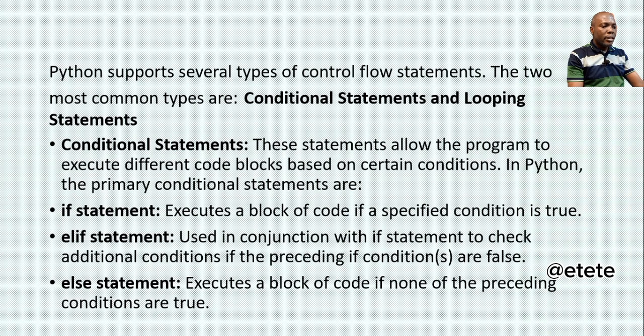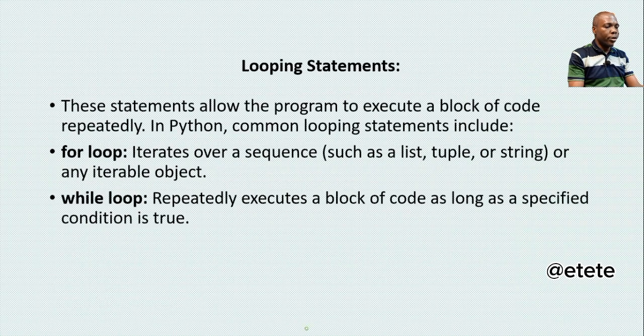Conditional statements. These statements allow the program to execute different code blocks based on certain conditions. In Python, the primary conditional statements are: the if statement, which executes a block of code if a specified condition is true; the elif statement, used in conjunction with the if statement to check additional conditions if the preceding if conditions are false; and the else statement, which executes a block of code if none of the preceding conditions are true. Practically, we are going to see this theory.